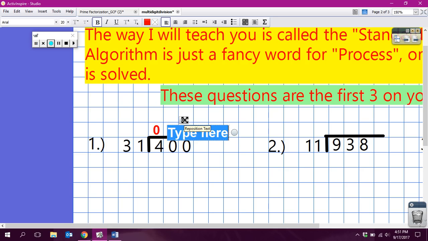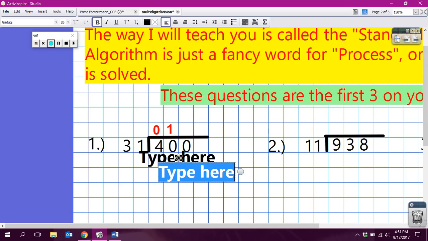But moving on, 4 could not fit a group of 31, but can I fit a group of 31 into 40? Now I'm using the first two digits instead of just the first digit. And the answer to that is yes. Well, how many groups of 31 can I fit inside of 40? Well, I can only fit one full group.